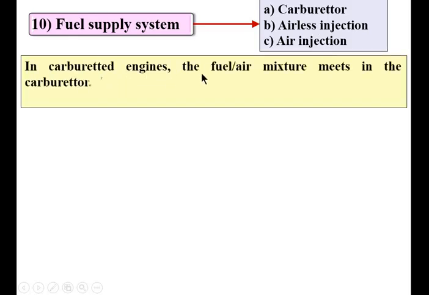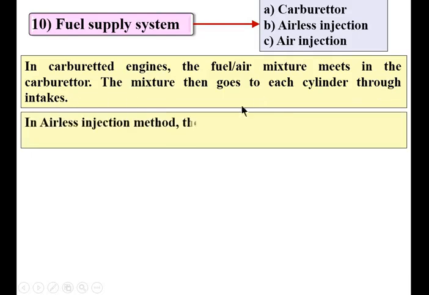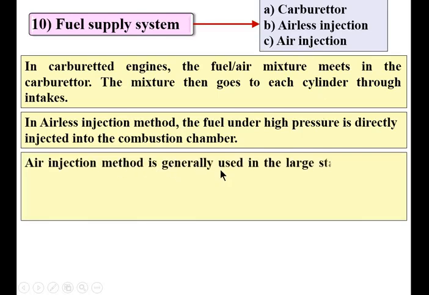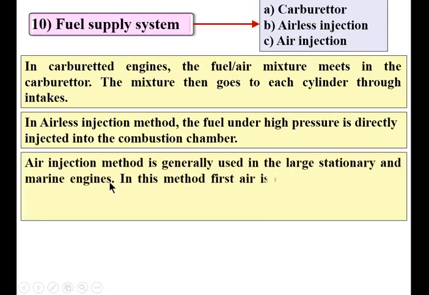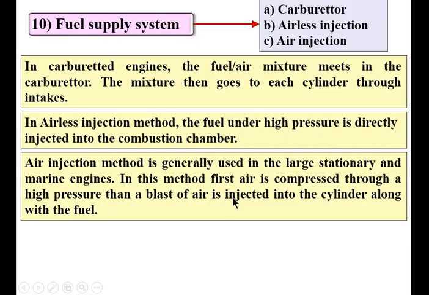Next, according to fuel supply system, ICE engines are classified in 3 different categories: carburetor, airless injection, air injection. In carbureted engines, the fuel-air mixture meets in the carburetor. The mixture then goes to each cylinder through intakes. In airless injection method, the fuel under high pressure is directly injected into the combustion chamber. Whereas air injection method is generally used in large stationary and marine engines. In this method, first air is compressed to a high pressure, then a blast of air is injected into the cylinder along with the fuel.